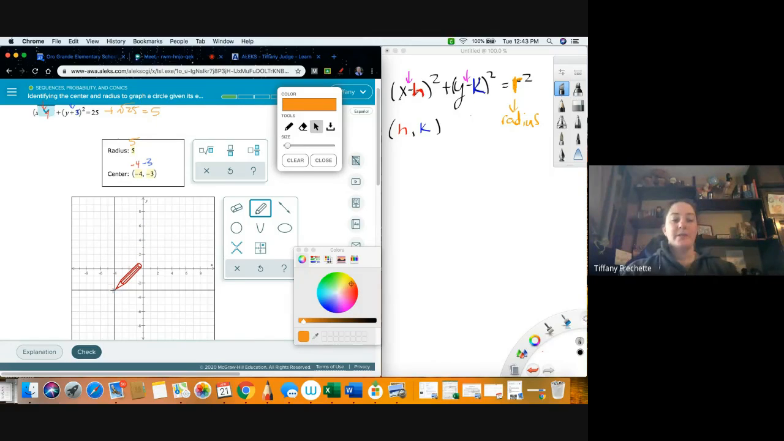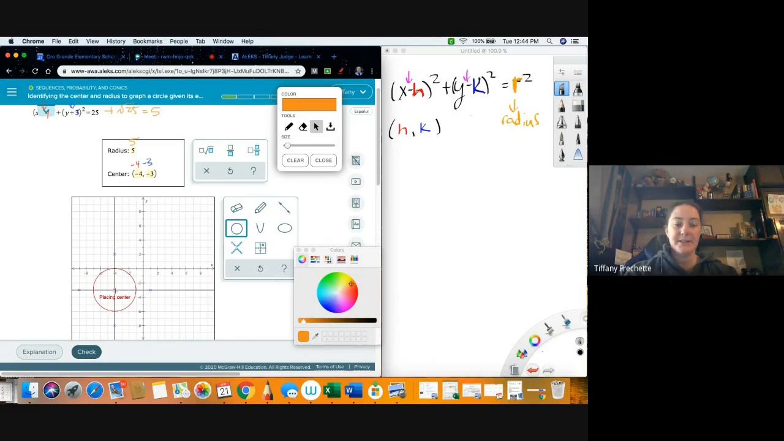All right, so now that I have my center, I need to go in any direction, right, left, up, or down, and go 1, 2, 3, 4, 5. And again, I can do that in all the directions if I want to. I only have to do 1. You don't have to do all 4 like I'm doing.